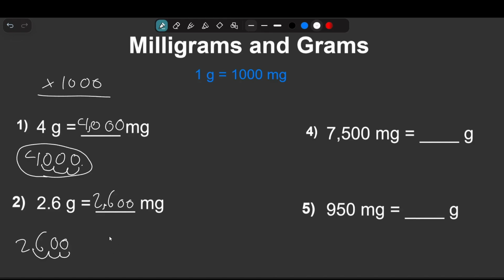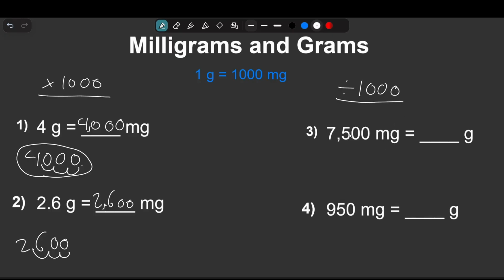So, one more time, if you go from grams to milligrams, we are multiplying by 1000, and if you go from milligrams to grams, you divide by 1000. So, let's go to number 3. For number 3, we have 7500 milligrams. How many grams? So, as you guys can see here, we're going from milligrams to grams. So this means we are going to divide by 1000 this time.